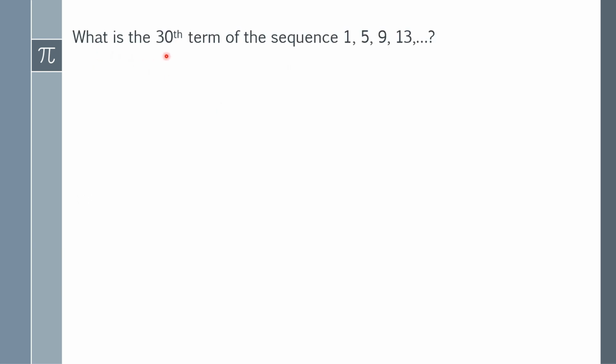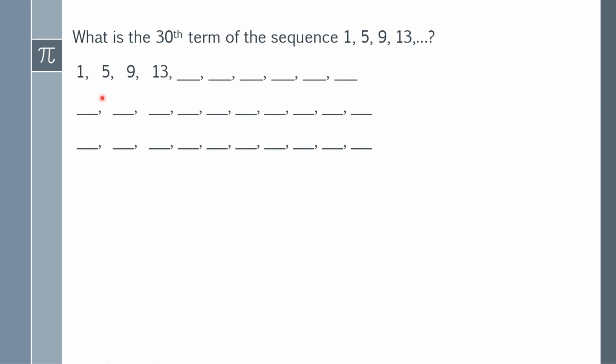What is the 30th term of the sequence 1, 5, 9, 13? So if we are going to find the 30th term, we need to list down all the possible terms. So we have 1, 5, 9, 13. We can observe that the common difference is positive 4.